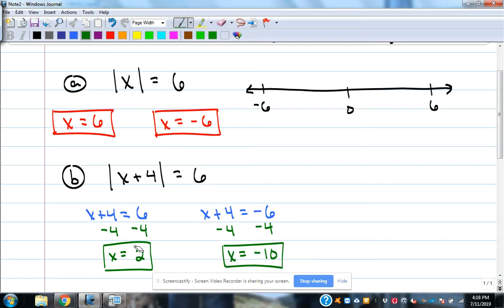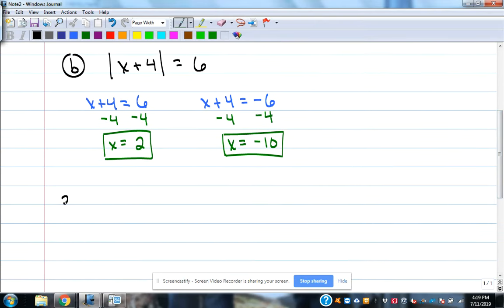If we take each of those answers individually and put them in the original problem, 2 plus 4 is 6. The absolute value of 6, still 6. We know that. If I plugged in negative 10 into the original, negative 10 plus 4 is negative 6, and we know the absolute value of negative 6 is positive 6. So those are the correct answers out of that. So the setup is, you've got to take the absolute value stuff and set it equal to the positive and the negative of that number or whatever's on the other side.